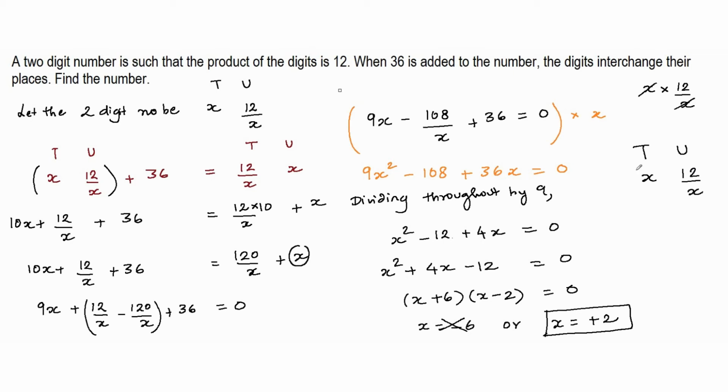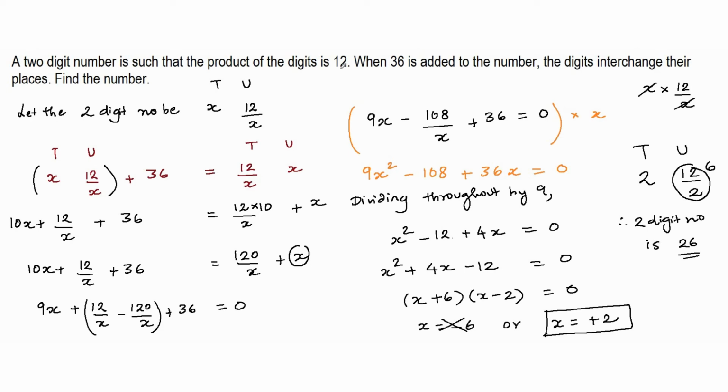So if I substitute x as 2, then the tens digit is 2 and the units digit is 12 divided by 2. So 12 divided by 2 becomes 6, right? This digit becomes 6, and therefore the two-digit number is therefore 26. Let's do a quick check.